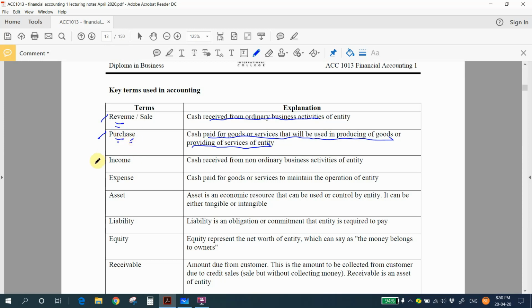Next, income. Income is the cash received from non-ordinary business activity. So I have a question, how do we distinguish revenue and income? Because both are cash received, but the difference is revenue is based on ordinary business activity and income is a non-ordinary business activity. I will explain this in a diagram.